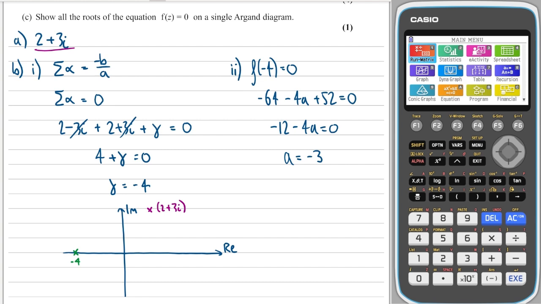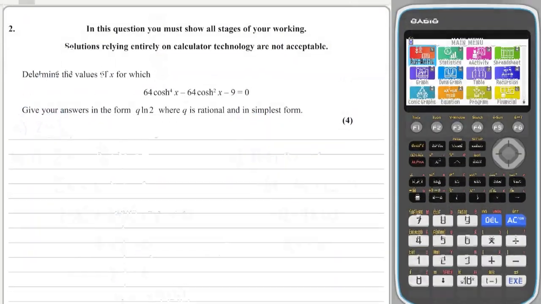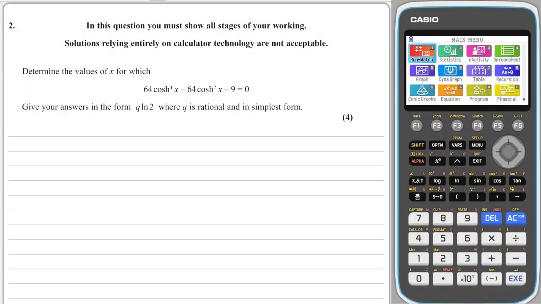And then its conjugate pair, which is down here, this will be 2 minus 3i. So that would be 2 on the real, that would be 3 up there, and that would be minus 3 there. And we're done. Question number 2.